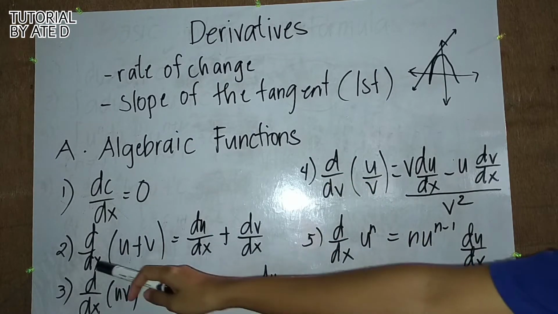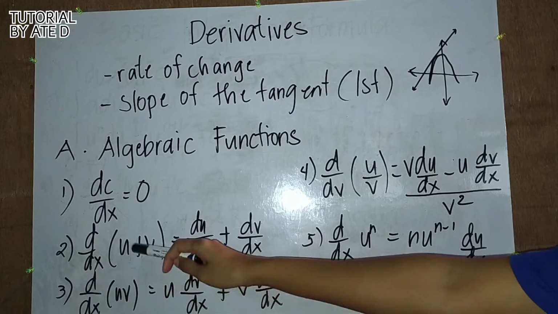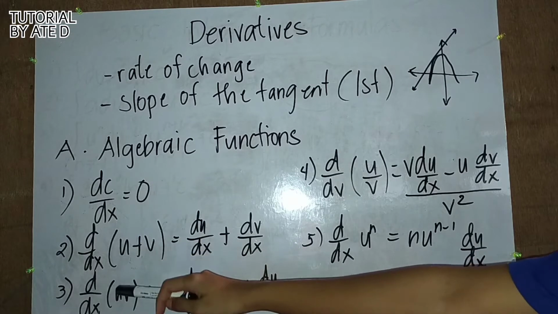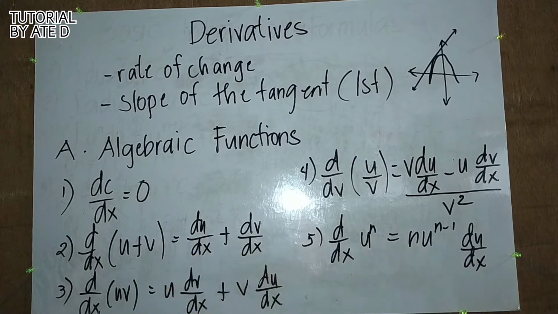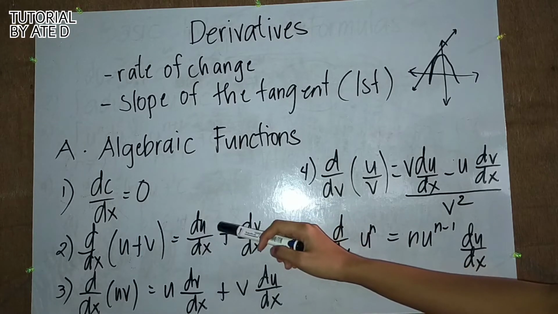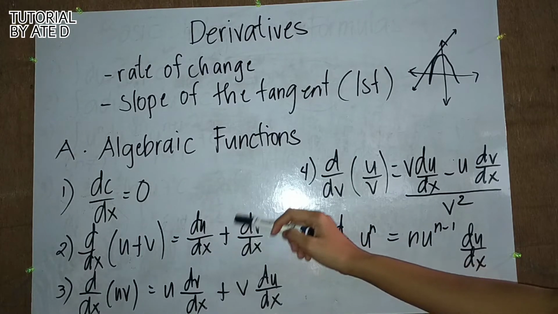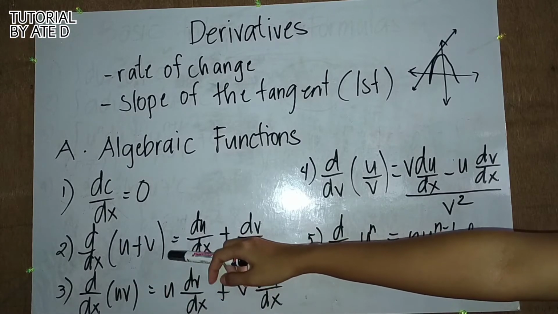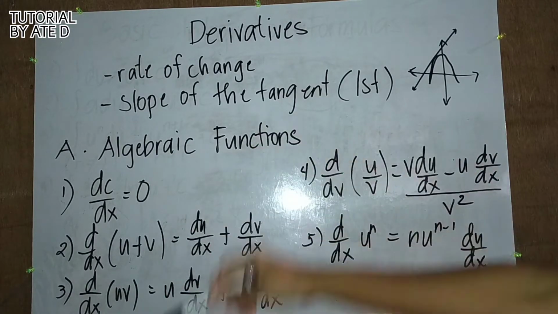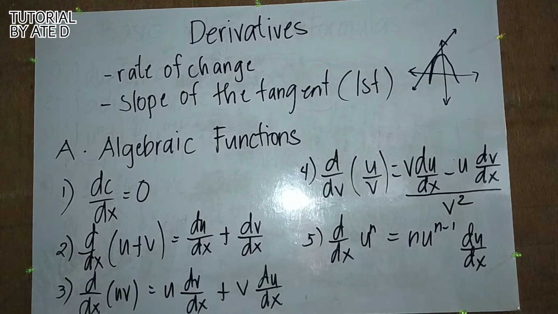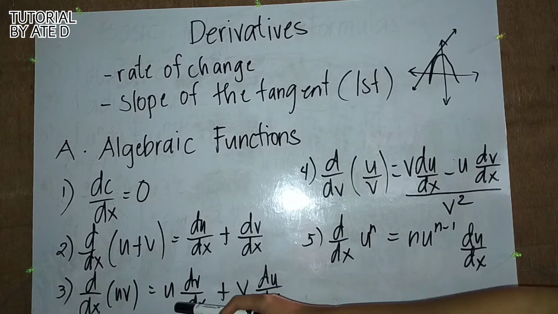Meaning, i-distribute mo lang yung derivative sign dito sa magkabilang side, sa magkabilang function. So, naging du dx plus dv dx. Tapos, kukunin mo lang yung derivative ng both functions at ipag-a-add siya. Ang tawag dito is the derivative of the sum of two functions. So, ang tawag naman dito is the derivative of two functions that is being multiplied.